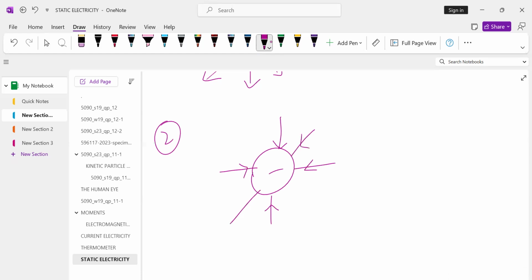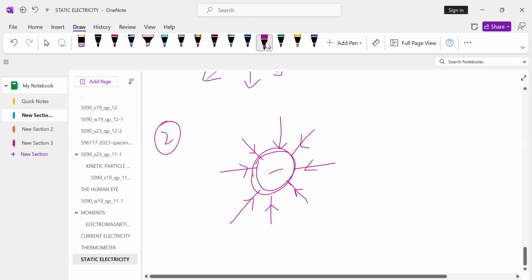And the lines should be equally drawn. I'm drawing it on the screen, so that's why they aren't equal, but you should draw the lines equal. You may use a scale, but you shouldn't draw the lines inside this circle or inside this charge. The line should be drawn outside the charge.